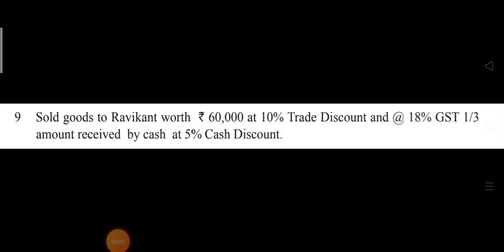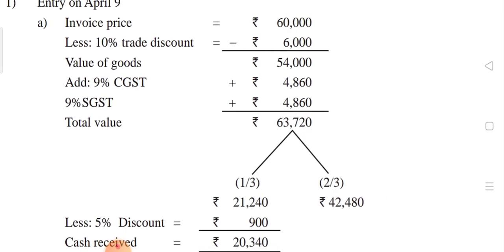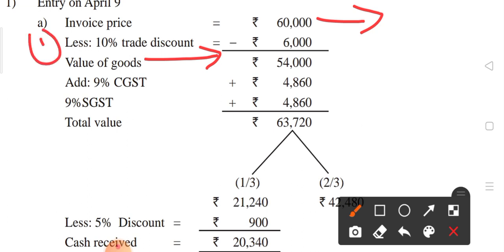See, sells goods to Ravikant at 60,000 and at 10% trade discount. So सबसे पहले what you have to do is make the entry of trade discount. See here I have given this adjustment. Invoice price is how much? We sold goods for rupees 60,000 less 10% trade discount. What does it mean? The value of goods कितनी हो गई अभी? 54,000. Trade discount first you have to less. Okay, then the second thing you have to apply is GST.